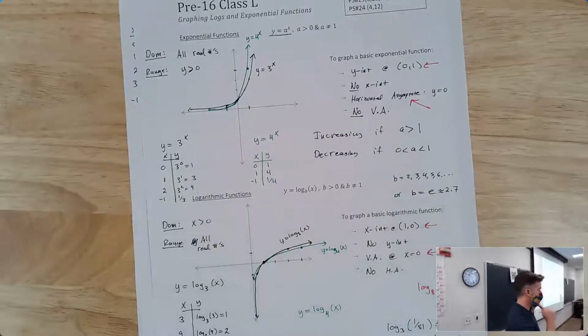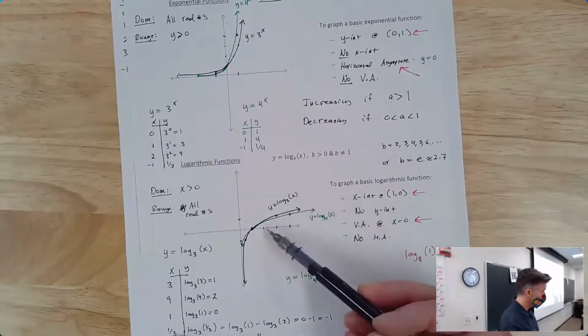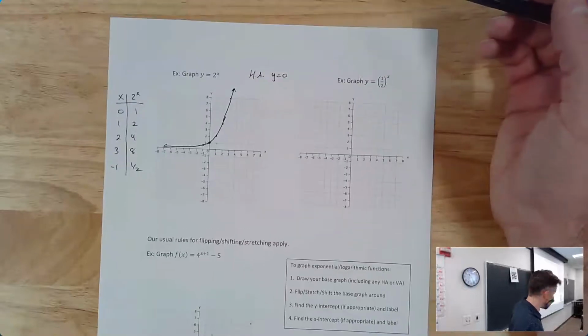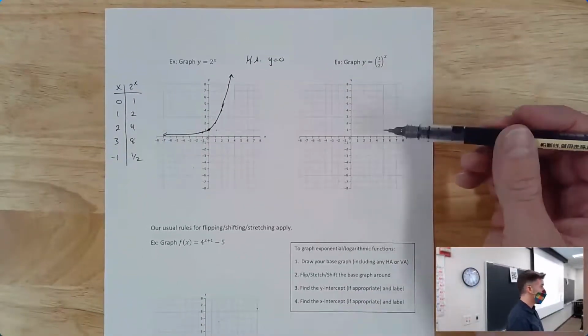Go ahead though, you were saying something else? I was just going to say the second example is going to be more. You mean this example here? No, on the next page. Yeah, exactly. This one is also going to have a horizontal asymptote. Now, this one's going to be a little bit different because our base now is smaller than 1.